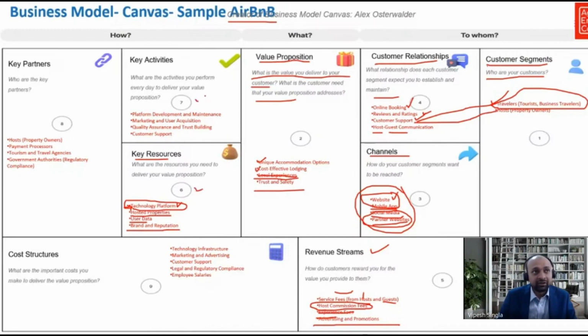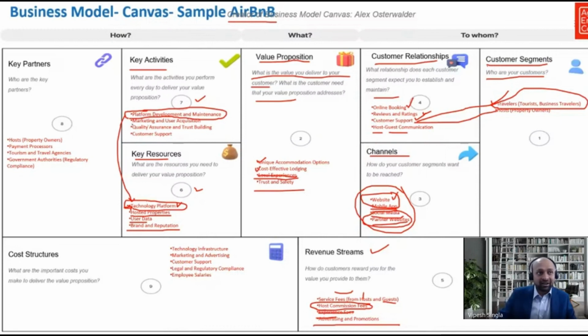The seventh section. Section 7 is key activities. What are the key activities they perform every day to deliver value through their proposition to their customer? What are those? Product development and maintenance. So this is about development and maintenance of their technology platform, right? They keep adding new features to their existing technology platform. If there is some problem in existing features, they do the maintenance of those.